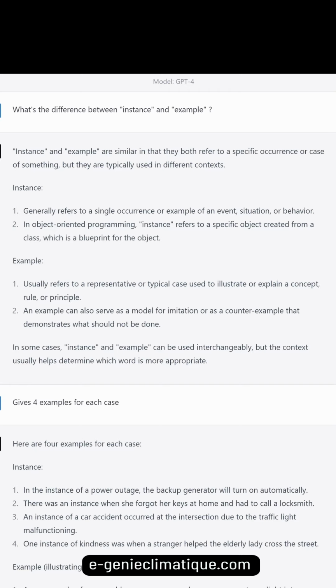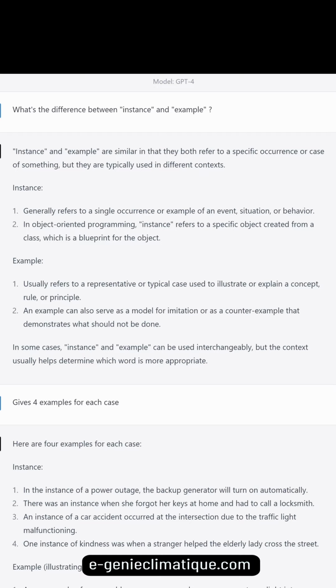What is the difference between instance and example? Instance and example are similar in that they both refer to a specific occurrence or case of something, but they are typically used in different contexts. Instance generally refers to a single occurrence or example of an event, situation, or behavior.